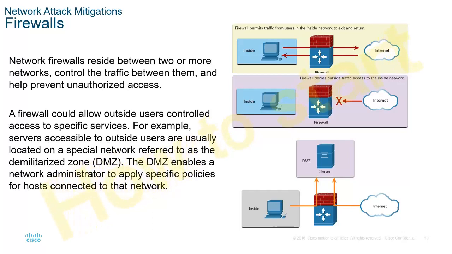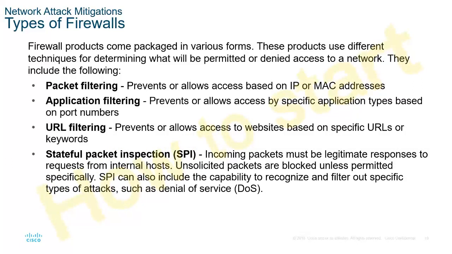One issue is that when we say firewall, there are many types of firewalls. We have a packet filtering firewall, an application filtering firewall, a URL filtering firewall, and a stateful packet inspection type firewall. Packet filtering basically allows us to look at packets based off of IP or frames, MAC addresses, and filter based off of that. Application filtering allows us to be more granular on the application or on the port number. URL filtering prevents or allows access to websites based off of the URL or based off of a keyword.